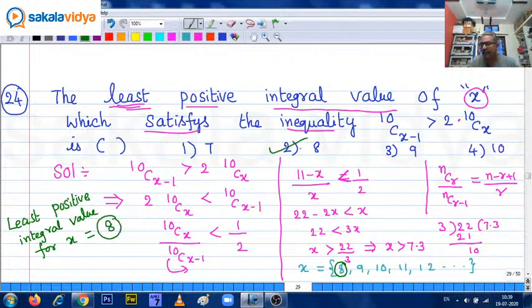That means the second option is the right option, not option 1. 7.3 means it won't take 7. Greater than 7.3, that will be 8 itself only.